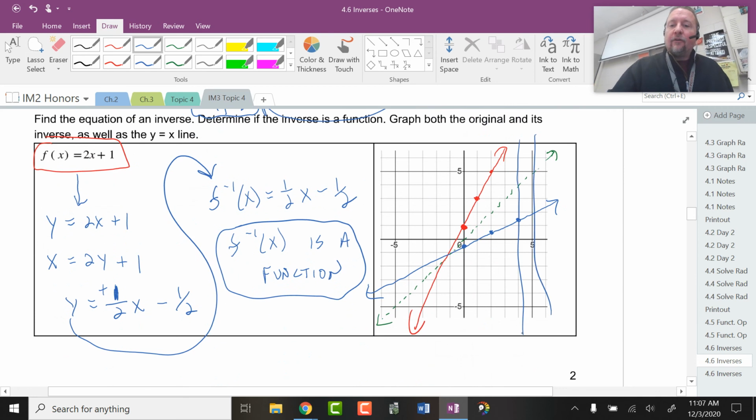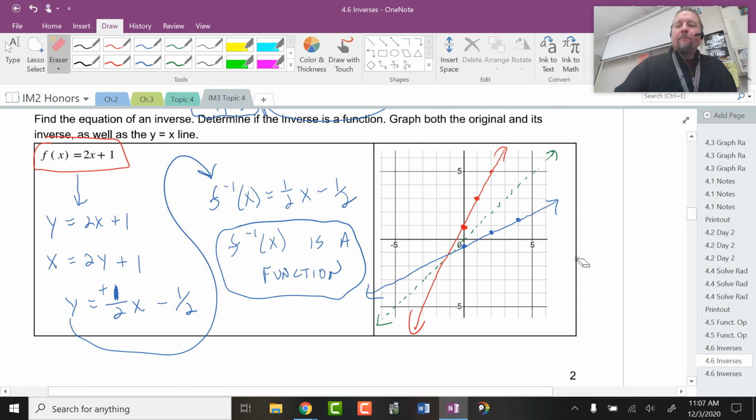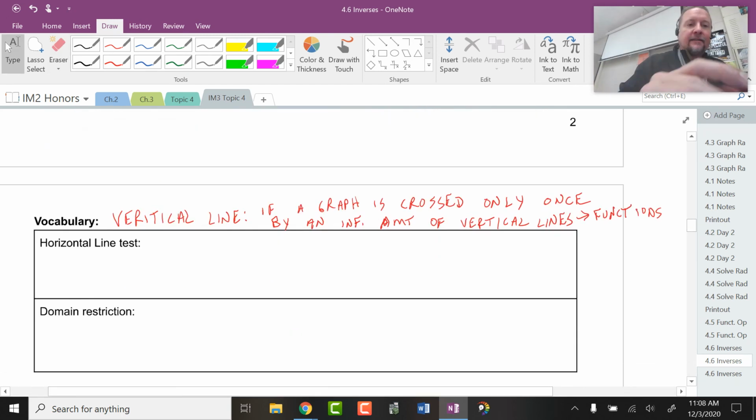Vertical line, vertical line, vertical line. Jack, an infinite amount of vertical lines. Each vertical line is only going to cross your graph how many times? Once. That proves that there are no repeating x values. Okay? All right. So that's the vertical line test.